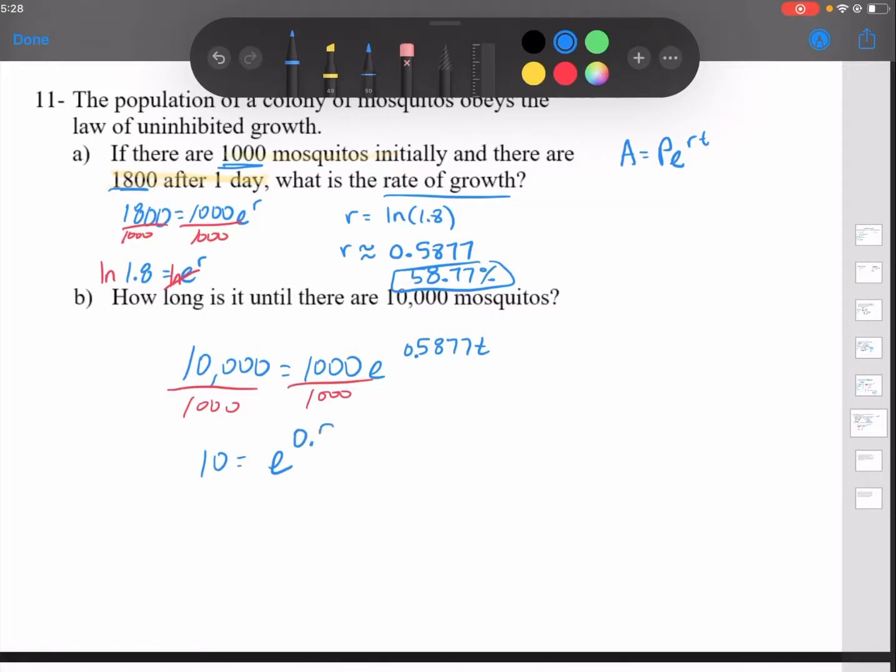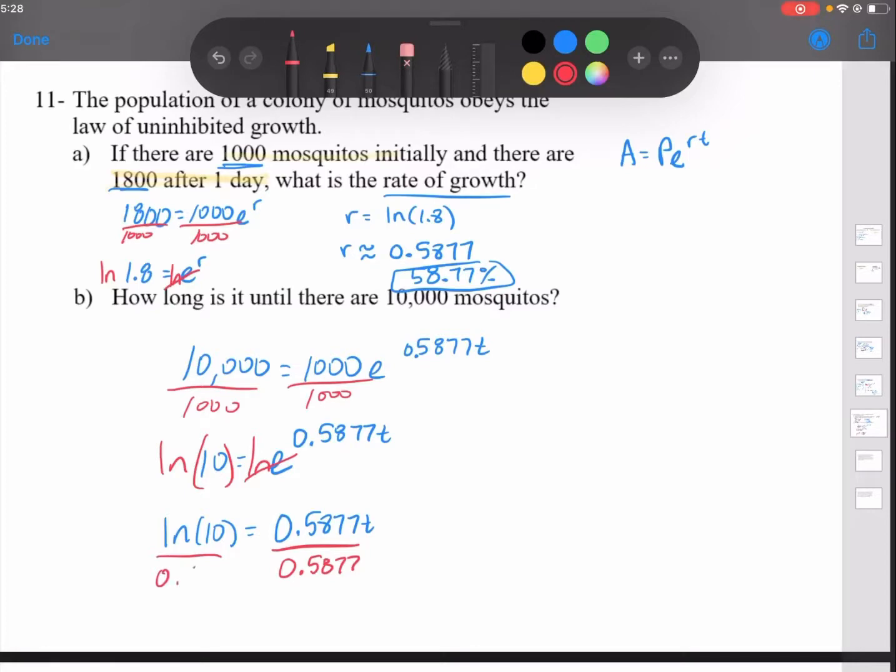So 0.5877 T. Just like the previous problem, since the variable is in the exponent, we're going to have to get rid of the base E. So you do that with the inverse, which is natural log. So we've got natural log of 10 equals 0.5877 T. And the final step would be to divide by that rate. And then just type it into your calculator.